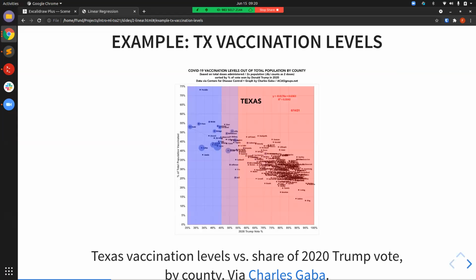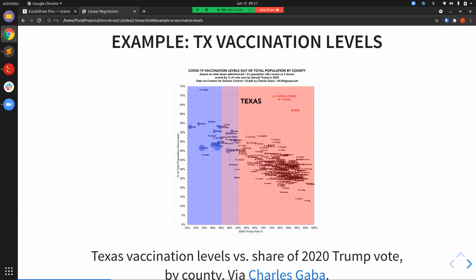This is a data set of vaccination levels by county for counties in the state of Texas. And suppose we're going to try and predict vaccination levels. Maybe we don't have good data for all counties. We're trying to predict vaccination levels in various counties. And as the feature to use for our prediction, we're taking the vote in the 2020 election. Okay. So we're predicting vaccination levels by county using their share of vote for the Republican candidate in the 2020 election.